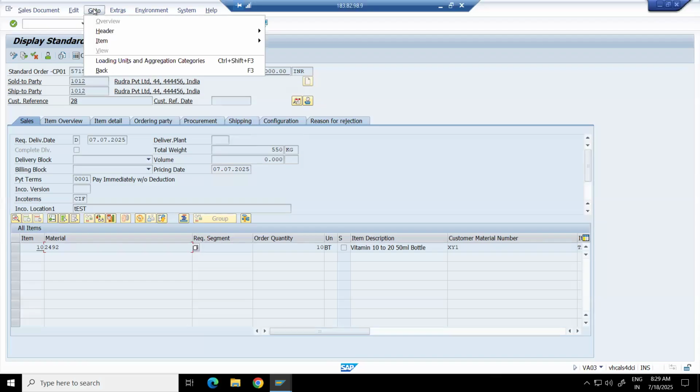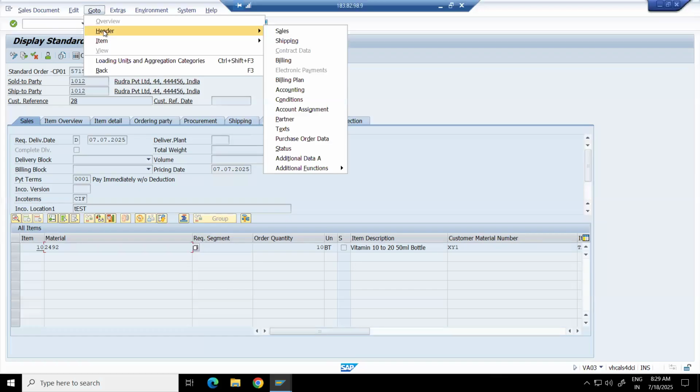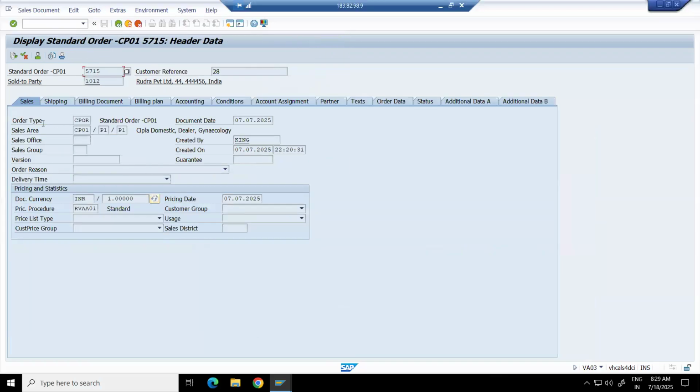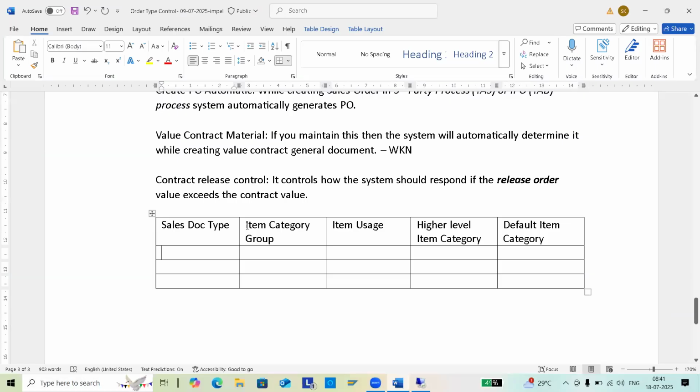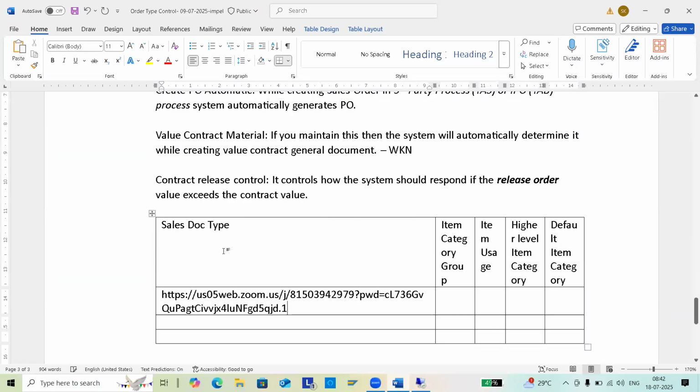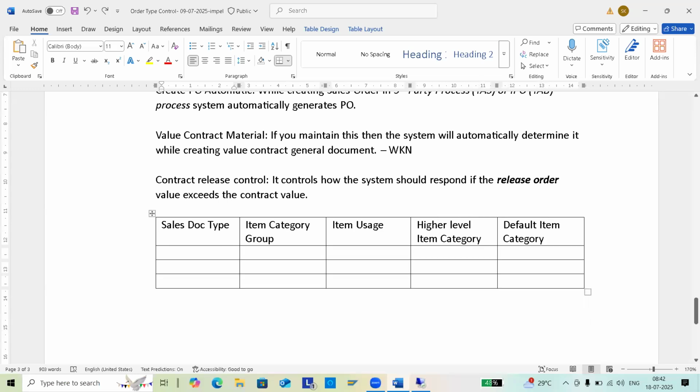Okay, how can I go there? I can go to the Go To menu option, then Header, then Sales. Under Sales it will come. Order type is nothing but the sales document type. So what is the order type we have? CPUR. Okay, CPUR.